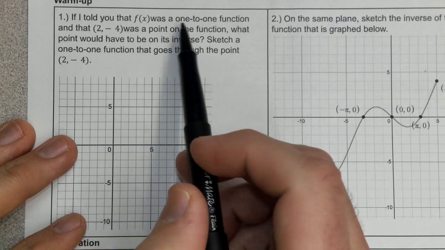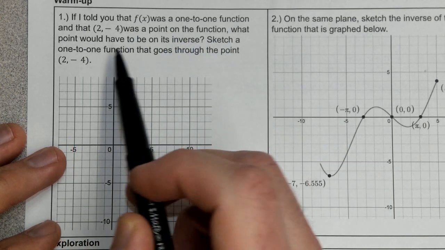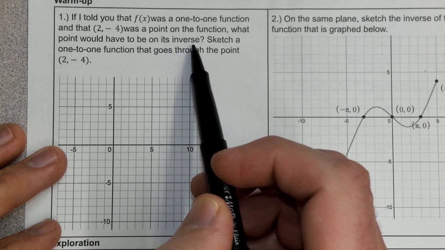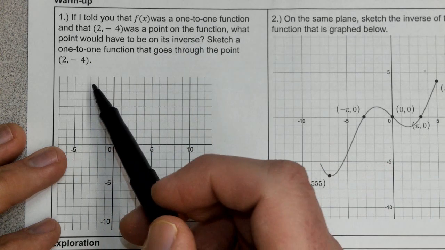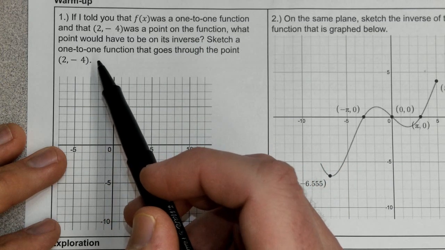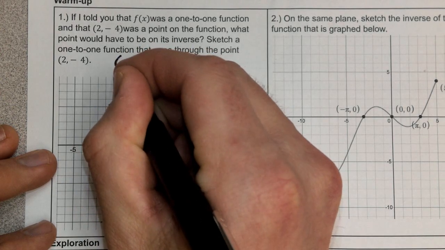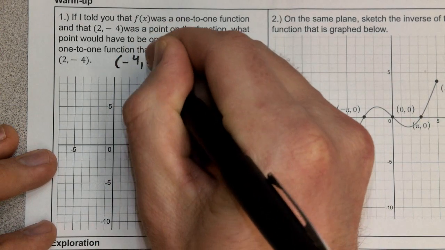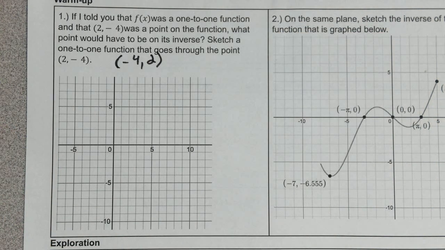Okay, so if I told you that f of x was a one-to-one function and that (2, -4) was a point on that function, what point would have to be on its inverse? Sketch a one-to-one function that goes through the point (2, -4). If (2, -4) is on the function, then on its inverse is the point (-4, 2). Inverses are found by switching the x's and y's around. Every x and y coordinate gets changed around.